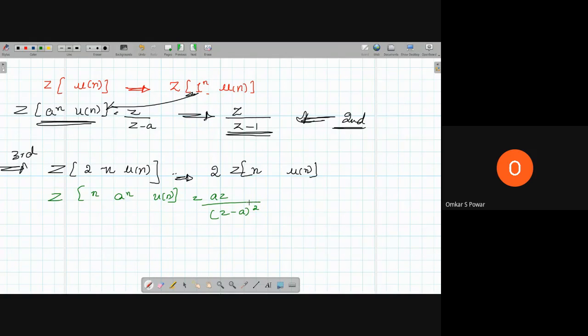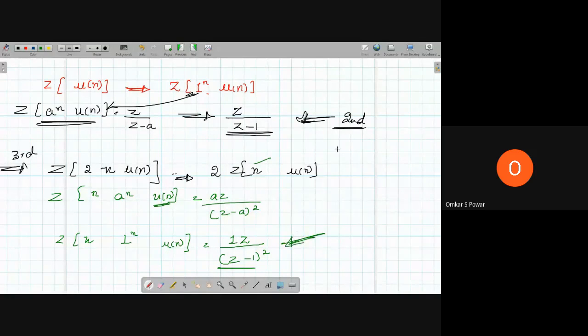So according to this one, if we can express, I can write it as n, then a, instead of a, it is 1. 1 to the power of n is 1 only. So u of n, u of n. So now I have brought it in terms of the formula. So a into z divided by z minus 1 the whole square. So express in terms of the formula to get the answer easily.